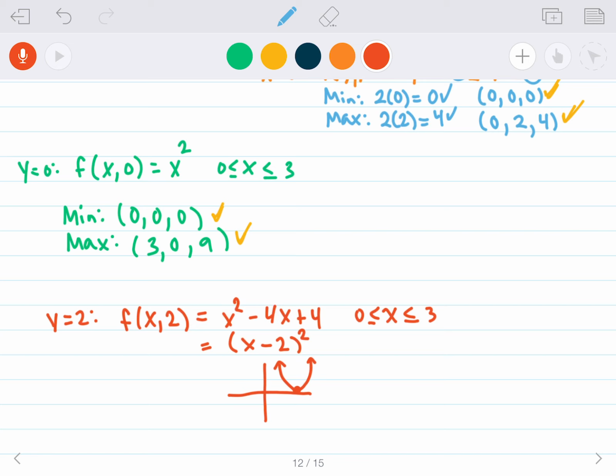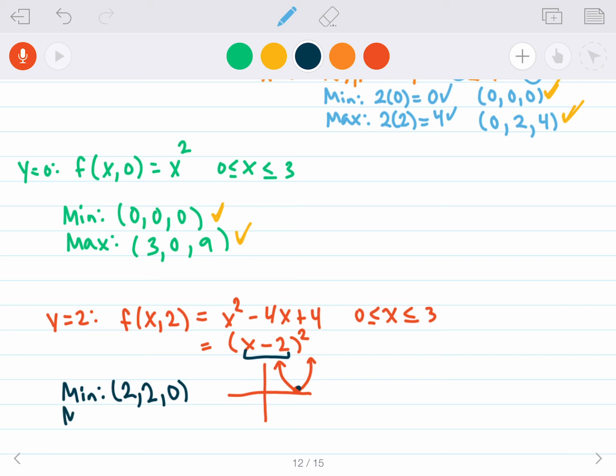And we're varying between 0 and 3. So this thing is going to be minimal when x minus 2 squared is 0. In order for that to be 0, x has to be 2. So the minimum occurs when x is 2, y is 2, and if we plug in 2 in here, we get 0. So that's the minimum right there.